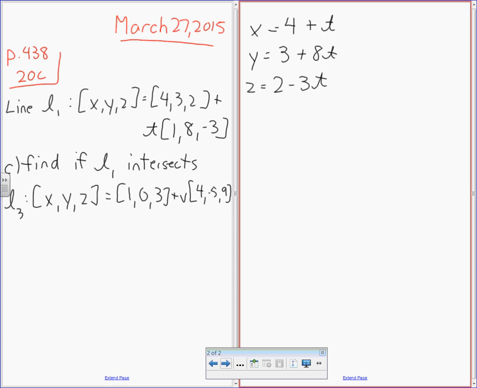Great. Can I get someone from the second row to be brave and do the same thing for L3, please? A little louder, sorry. X equals 1 plus 4v. Right, good. Okay, great. Okay, so can someone suggest how I might proceed from here? How might I proceed from here?